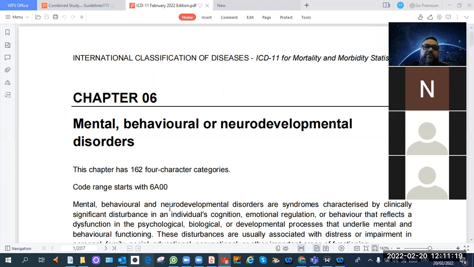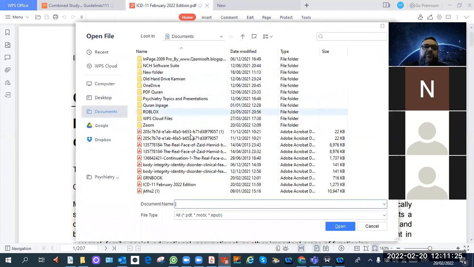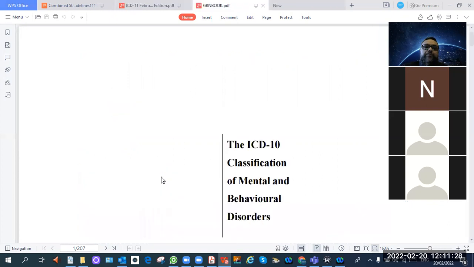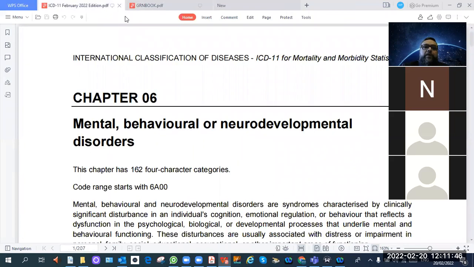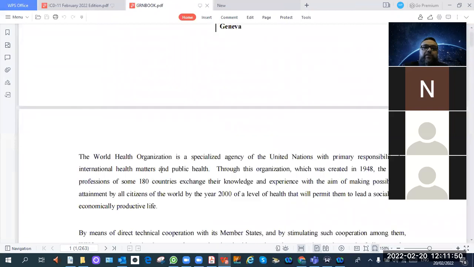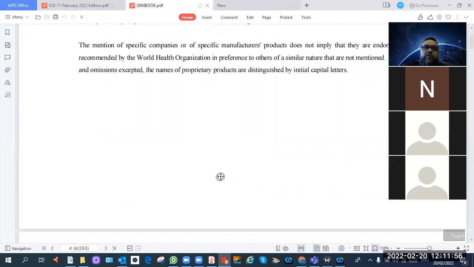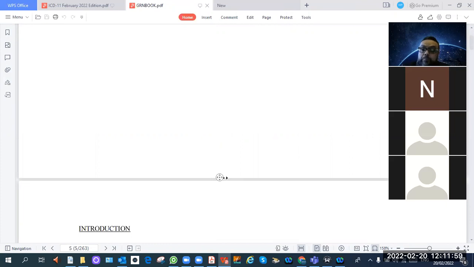Now, let's try to open the ICD-11 in the same window. Sorry, this is ICD-10 in the same window. So this is ICD-10 and this is ICD-11. If you see ICD-10, it starts from something like this, so page down.